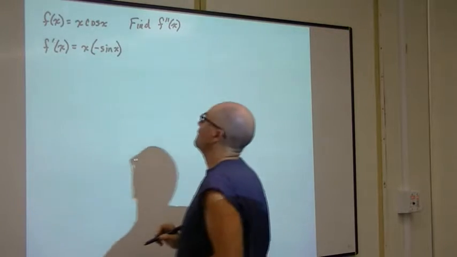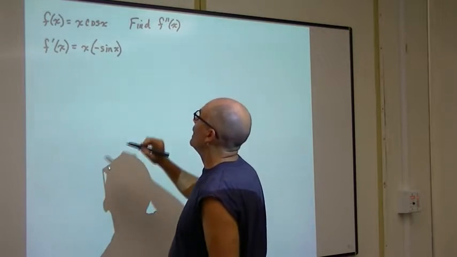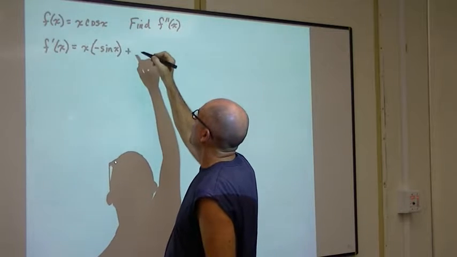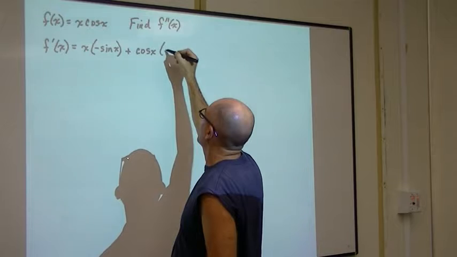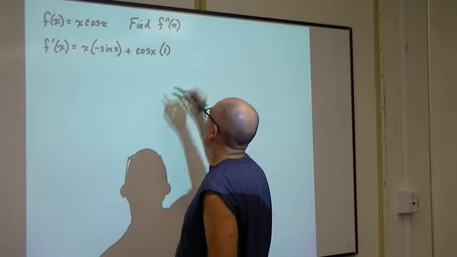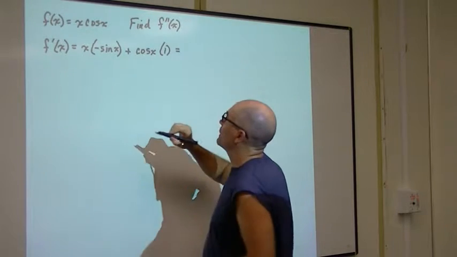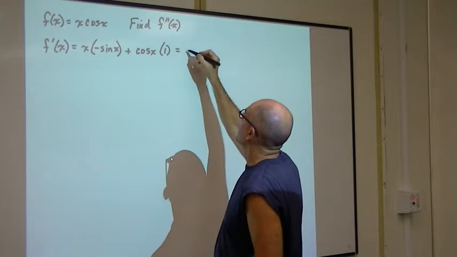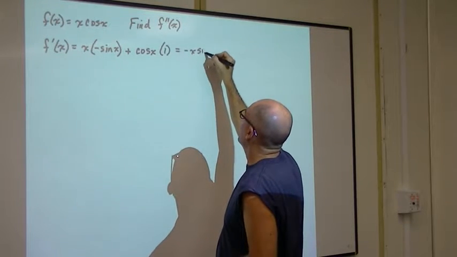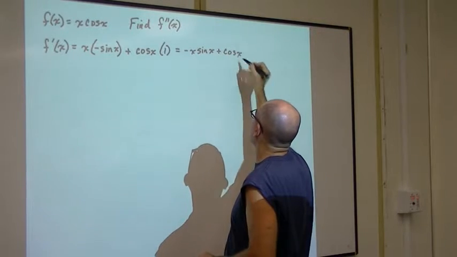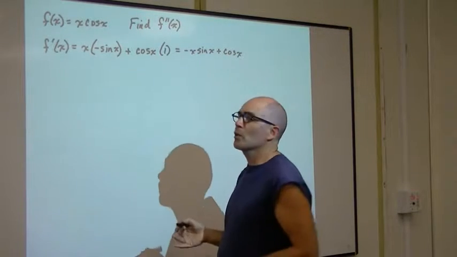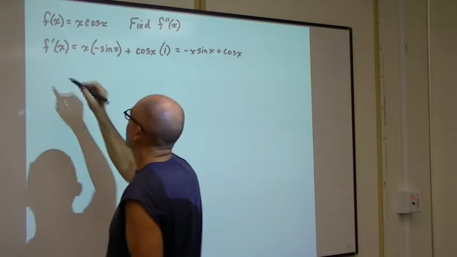The derivative of cosine is negative sine, remember. And then we go plus second times the derivative of the first. So our first derivative equals negative x sine x plus cosine x. All right, now we're ready for the second derivative.